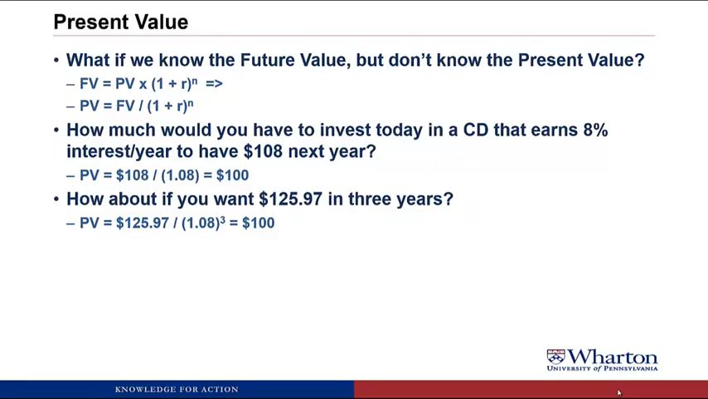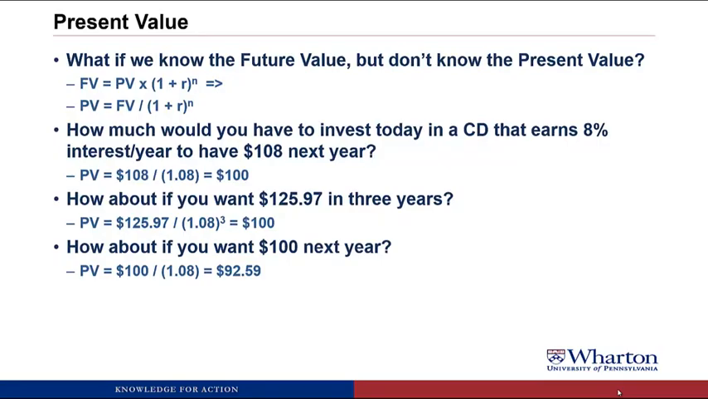So similarly, what if we wanted $125.97 in 3 years? Using the formula, the present value is going to equal the future value, $125.97, divided by 1 plus the discount rate or interest rate, so 1.08 raised to the third power because it's 3 years. Present value is going to be $100. And again, this is just the reverse of what we saw last video, where we had $100 today grow to $125.97 in 3 years. We're just redoing the calculation the other way. So if we want $125.97 in 3 years, we have to invest $100 today at 8% interest.